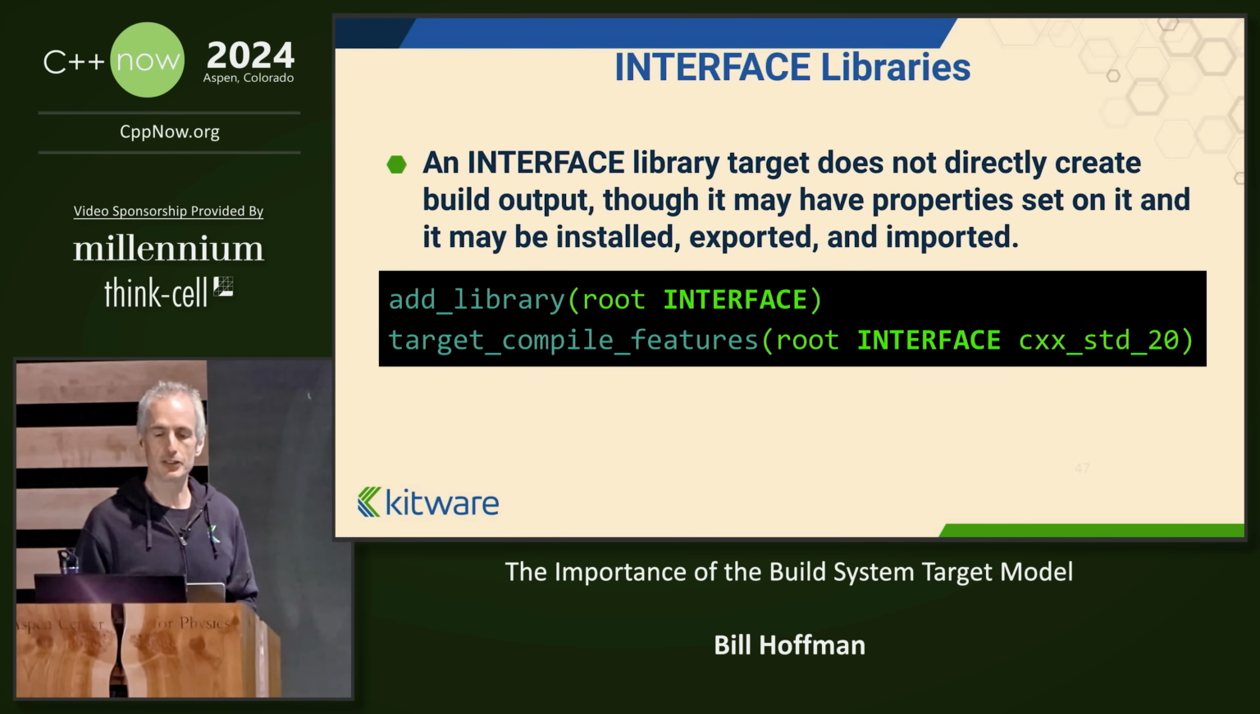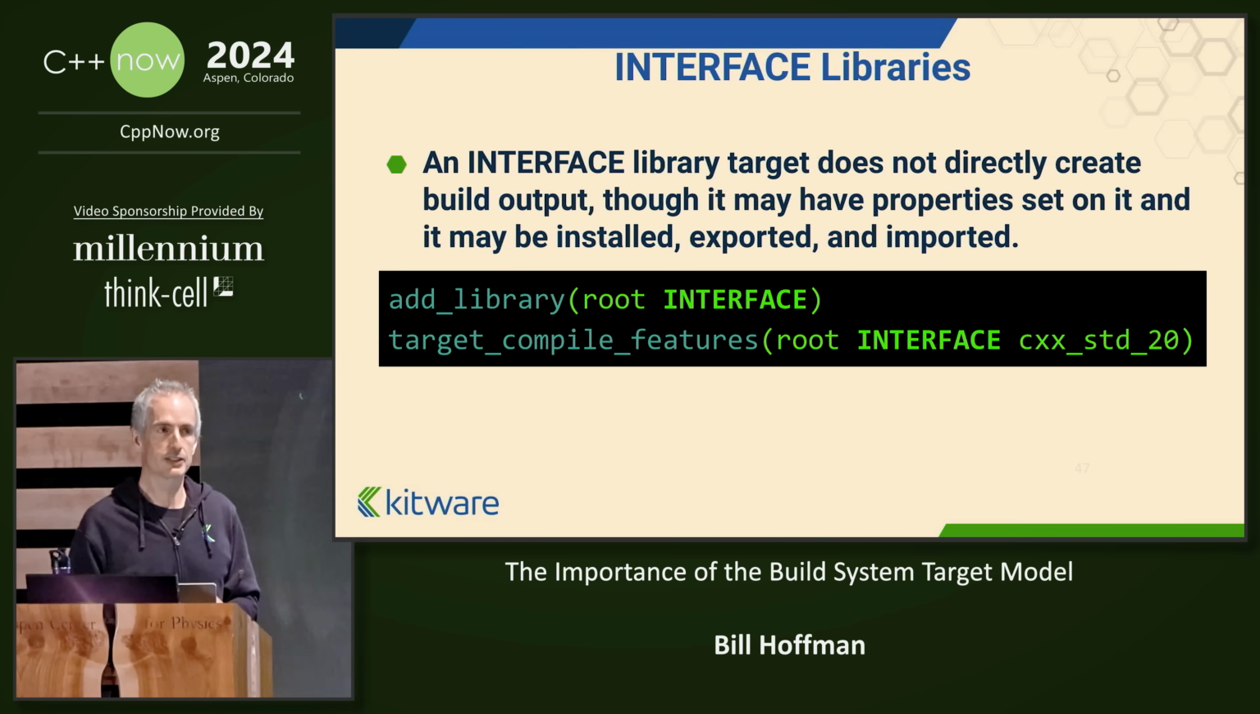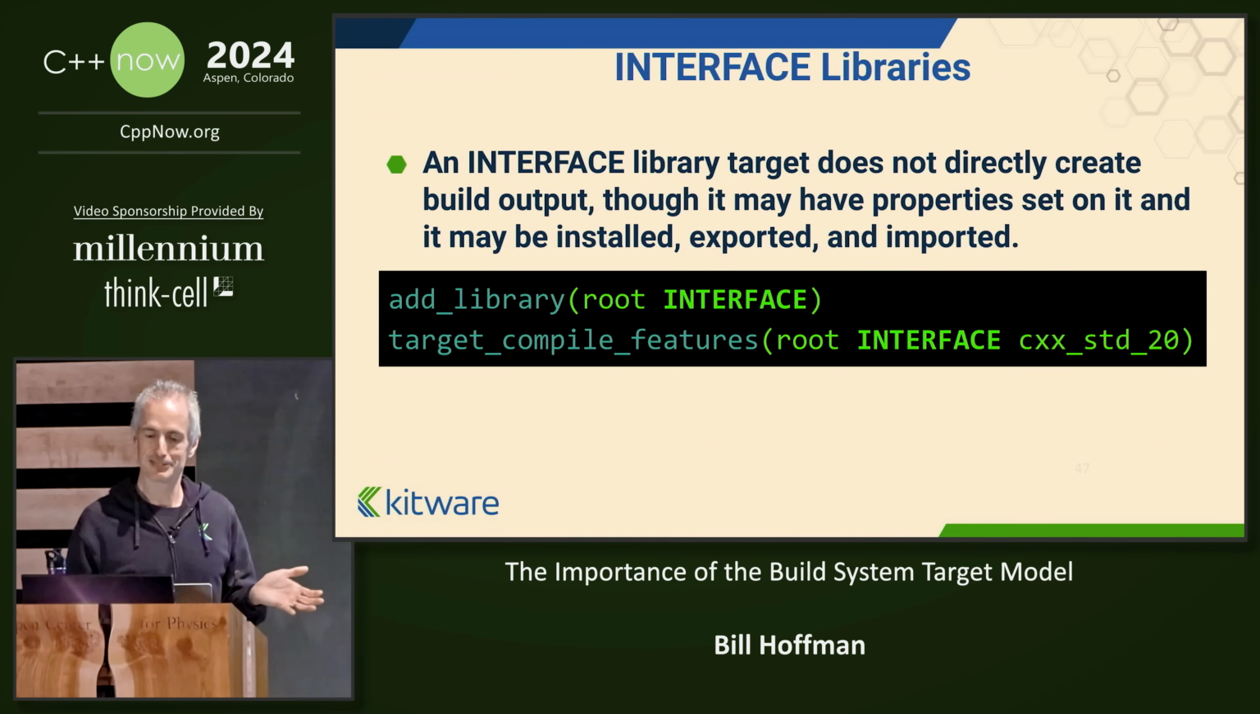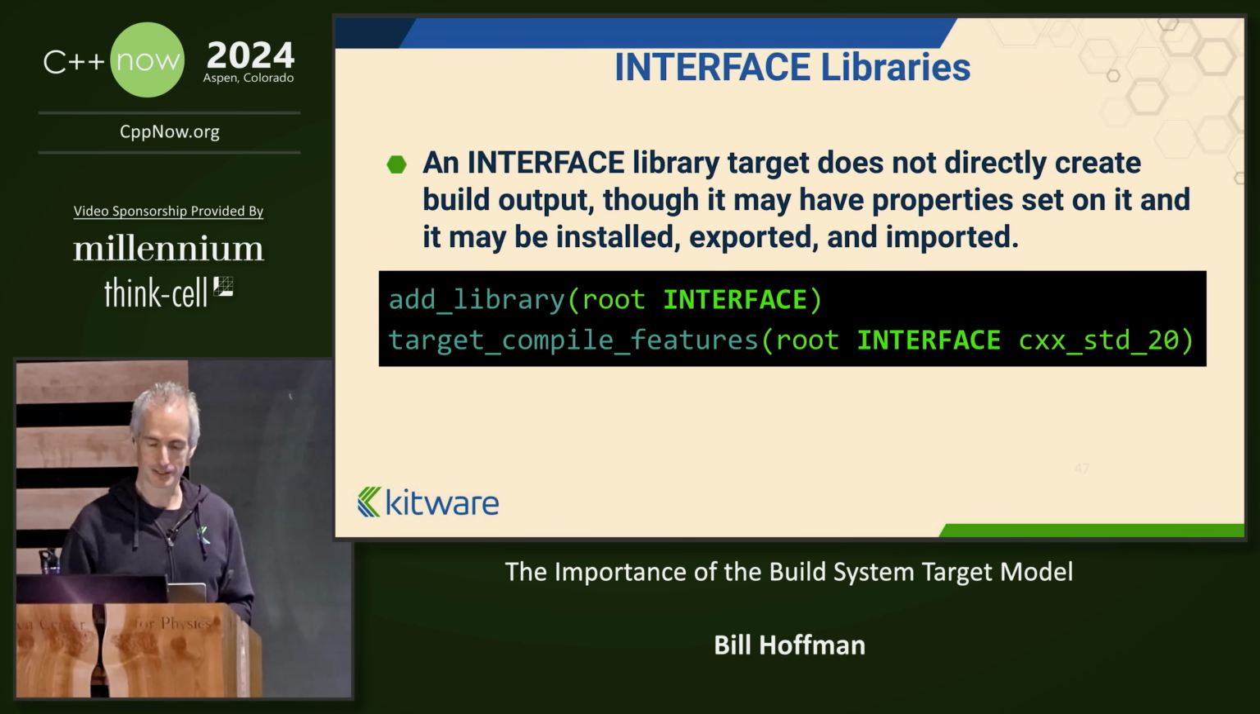You can take this a step further and have interface libraries. Interface targets don't directly create any build output. It may just be a set of properties that I want to communicate, like compile features. I create an interface and I want to just do compile features. So then anything that links to root, even though it doesn't actually provide a library itself, it can provide a handful of options for the compiler.